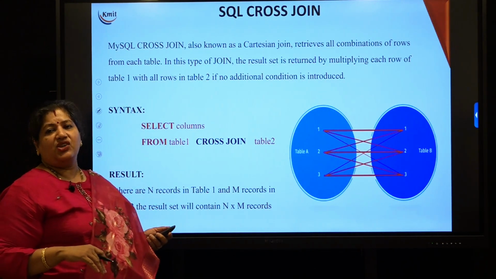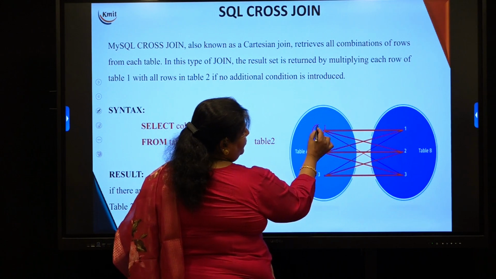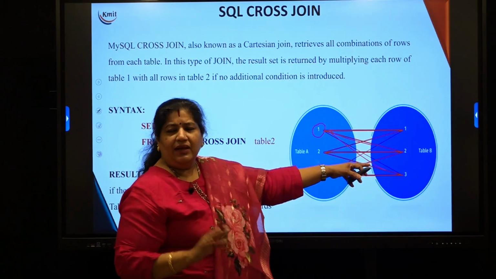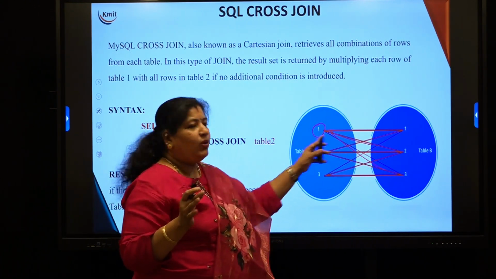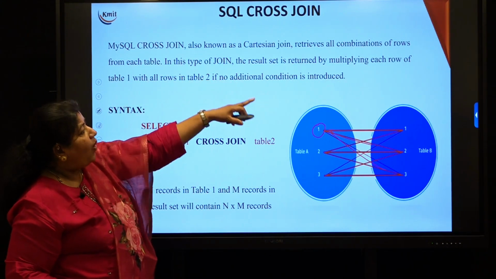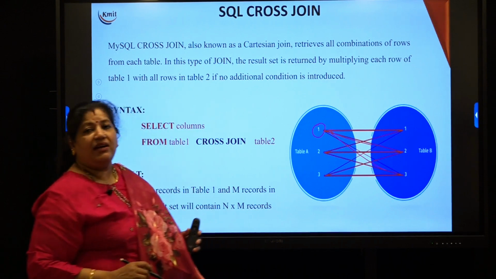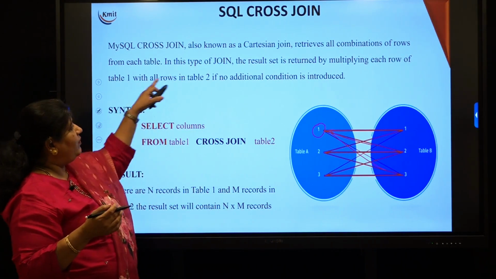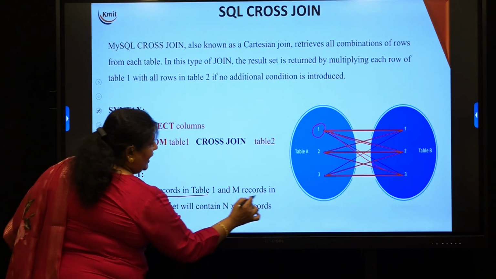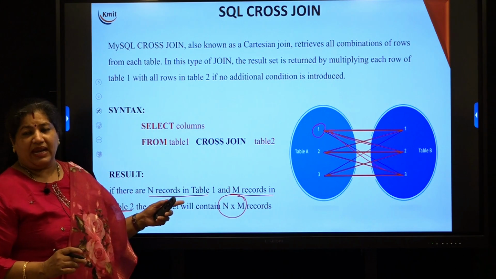Now comes this Cartesian product, or the so-called cross join. Remember I said each row of the first table will be associated with all the elements of the right table, regardless of whether it is the same or not. It is known as the Cartesian join, which retrieves all combinations of rows from each table. The result set is returned by multiplying each row of table 1 with all the rows of table 2. That is why I said if there are n records in table 1 and m records in table 2, the result set will contain n into m records.